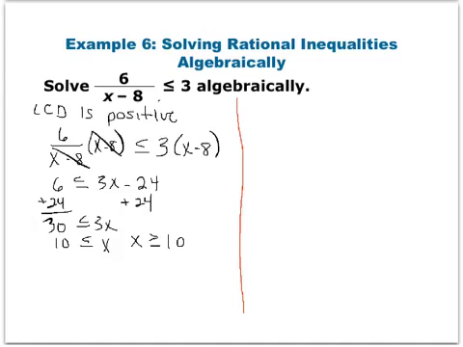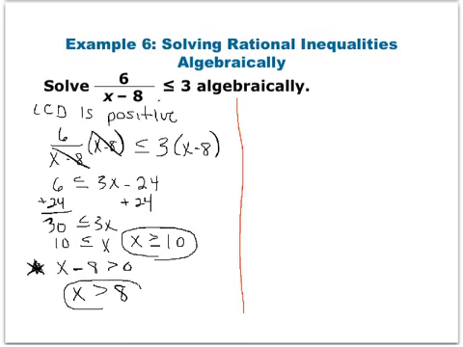So this is the LCD is positive, the denominator. We have to consider the sign of the denominator. So we have the LCD. This is sort of the end of the problem, little star there. The LCD is positive. Okay? The greater than 0 means positive. So x is greater than 8. So I sort of have this answer and that answer.